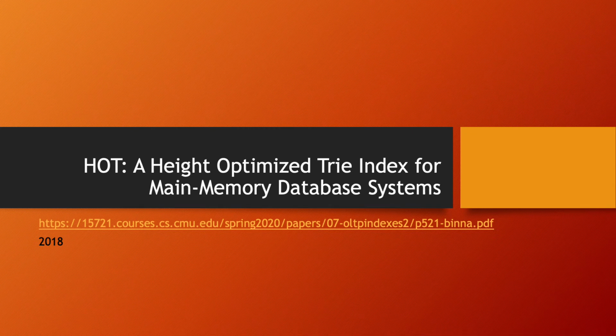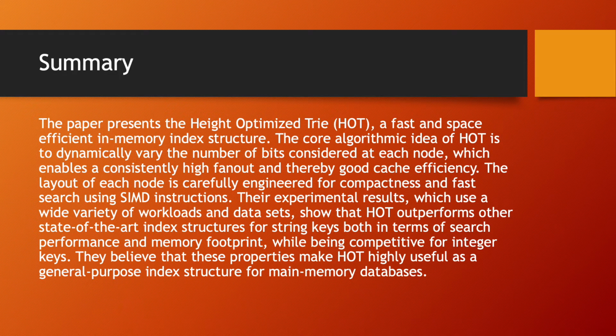The paper of the day is HOT, a height optimized Trie index for main memory database systems. It's a 2018 paper. The paper presents the height optimized Trie, a fast and space efficient in-memory index structure. The core algorithmic idea for HOT is to dynamically vary the number of bits considered at each node, which enables a consistently high fan-out and thereby good cache efficiency.